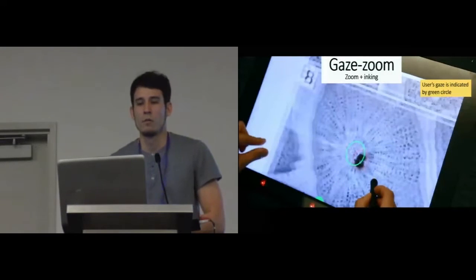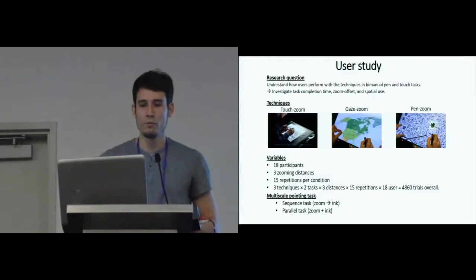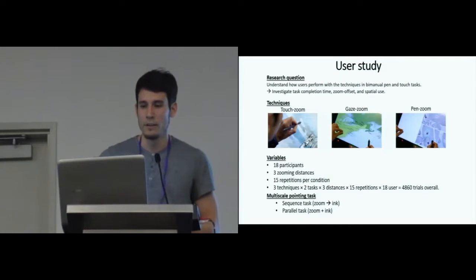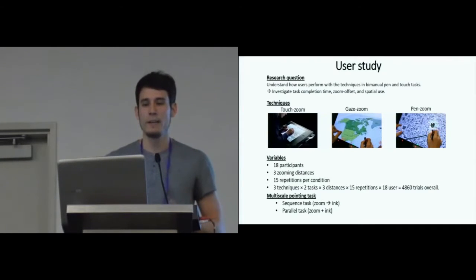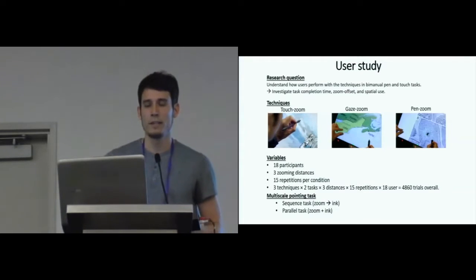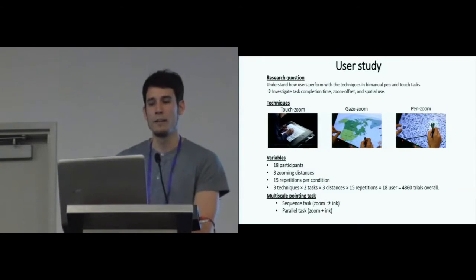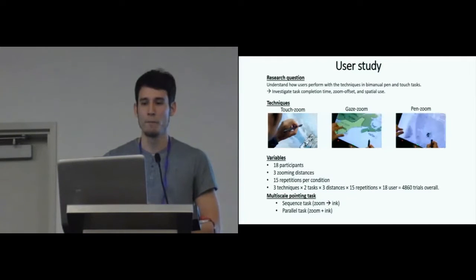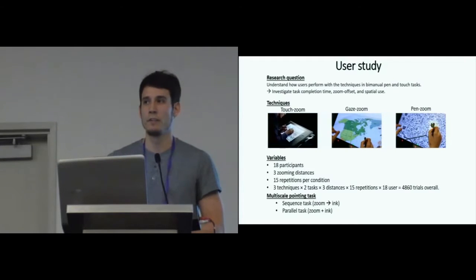So what we have is three different ways of zooming on the display. We wanted to better understand how these compare in practice, and performed a user study in a bimanual pen and touch task. For this, we investigate task completion time as a standard measure of performance, but also more exploratory approaches like the zooming offset: how close are users zooming to the ideal zooming point. And then we also look at the spatial use of the modality. How did users align both of their hands on the screen, and where was the user's visual attention during the interactions?